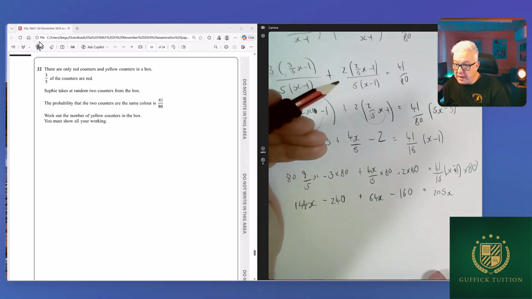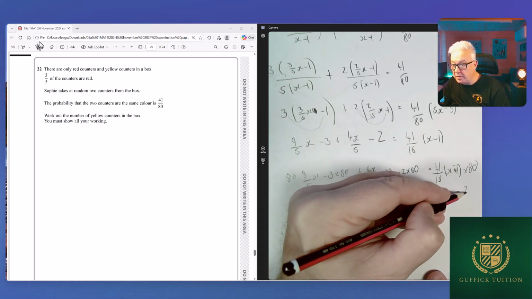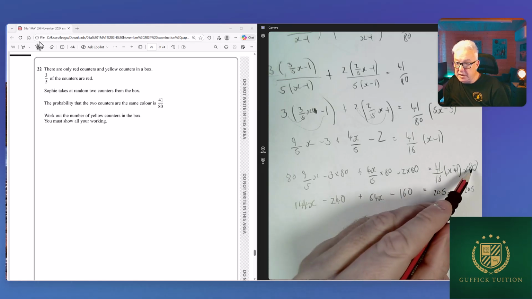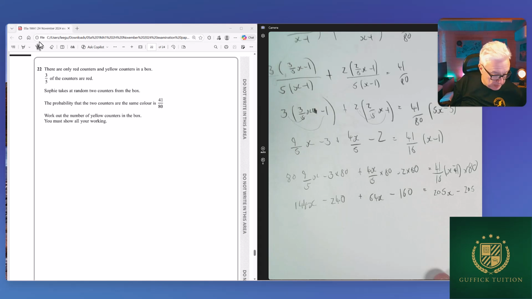And then this is going to go to minus 205, because we're going to have 41 over 16 times 80, which is going to be 41 times by 5, and 41 times by 5 is 205.